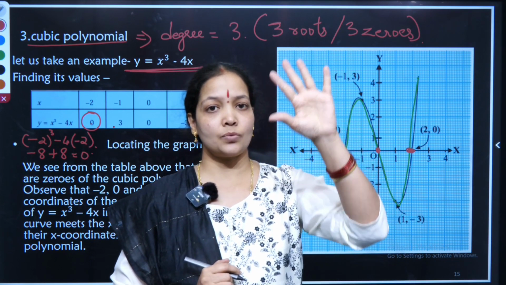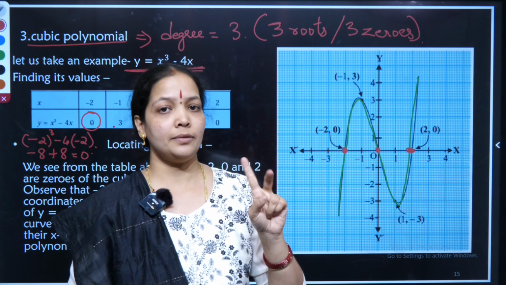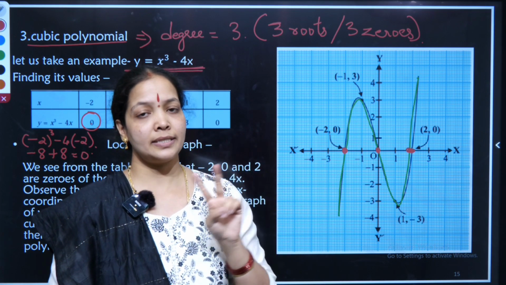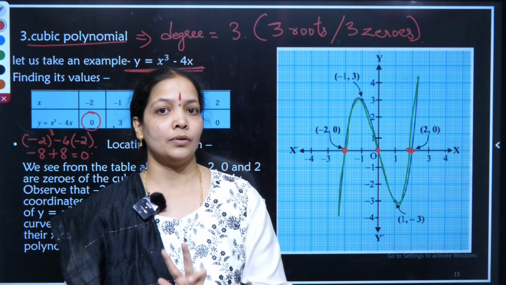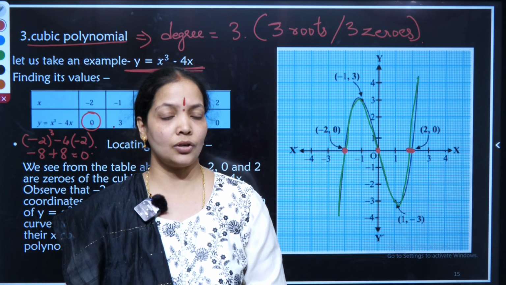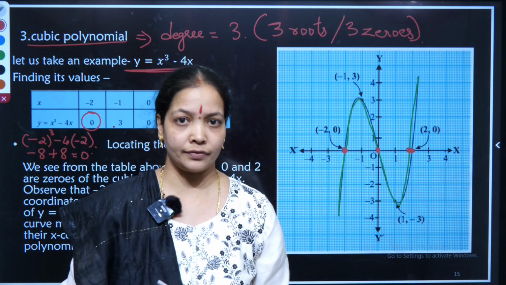This will be my first quadrant, second quadrant, third and fourth quadrant. First quadrant, both signs will be positive. Second quadrant, one negative, one positive. Third quadrant, one negative, other also negative. Fourth quadrant will also be positive and negative.